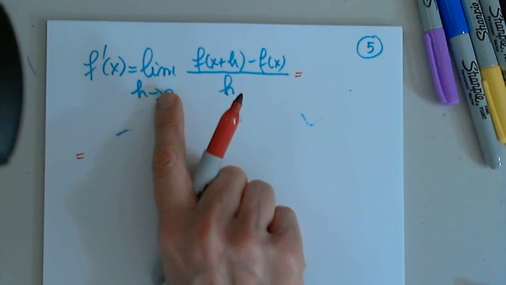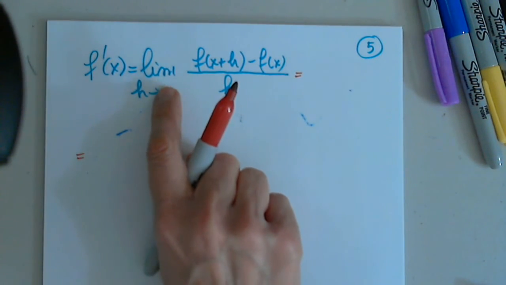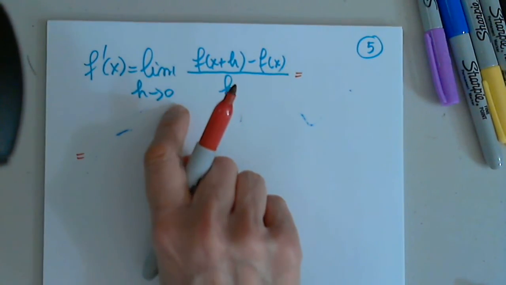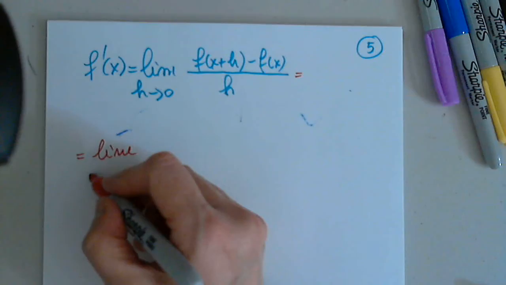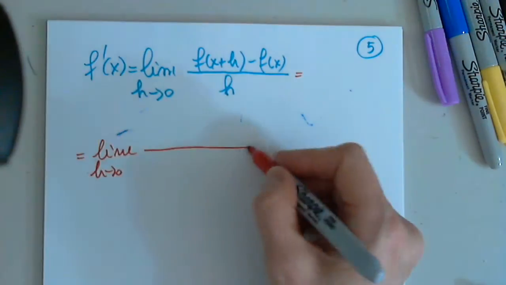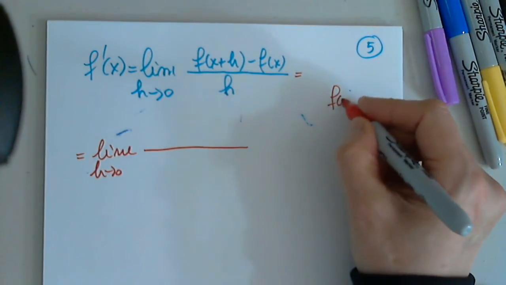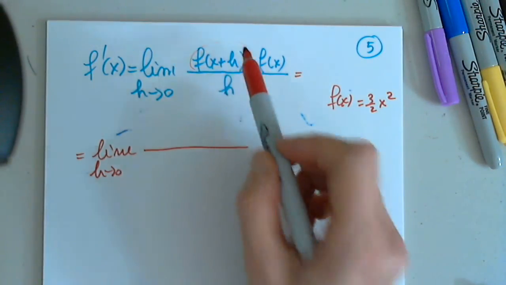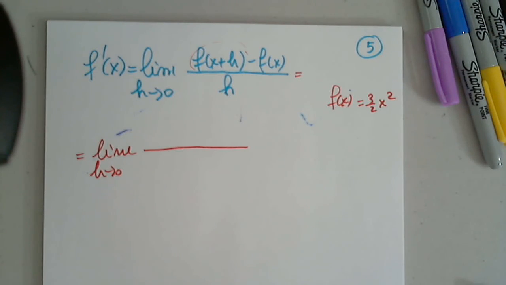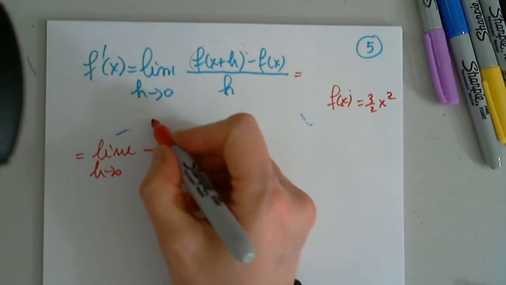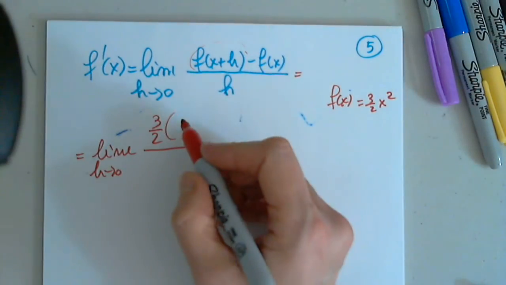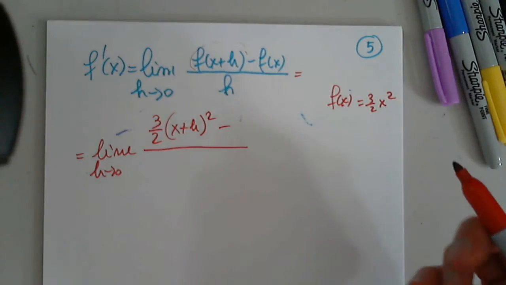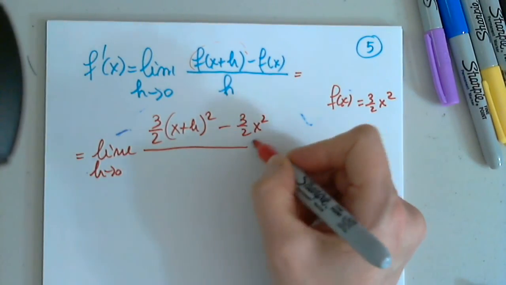Wait. Look here, I have to copy the limit operator. So you have to say limit as h approaches 0. Now please tell me how much is f of x. So remember, f of x equals 3/2 x squared. I need to write f of x plus h. How do I write that? So would it be 3/2 times x plus h squared? Perfect. Yes. That's it. Minus the function now, 3/2 x squared, divided by h.